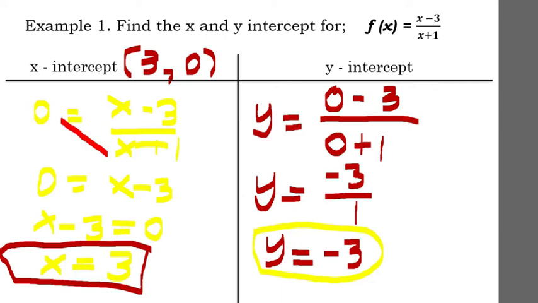So what would be the y-intercept? What is our y-intercept now? The y-intercept is at 0, which is the value of x, comma, negative 3, which is the value of y. So the y-intercept is 0, negative 3, and the x-intercept is 3, 0.